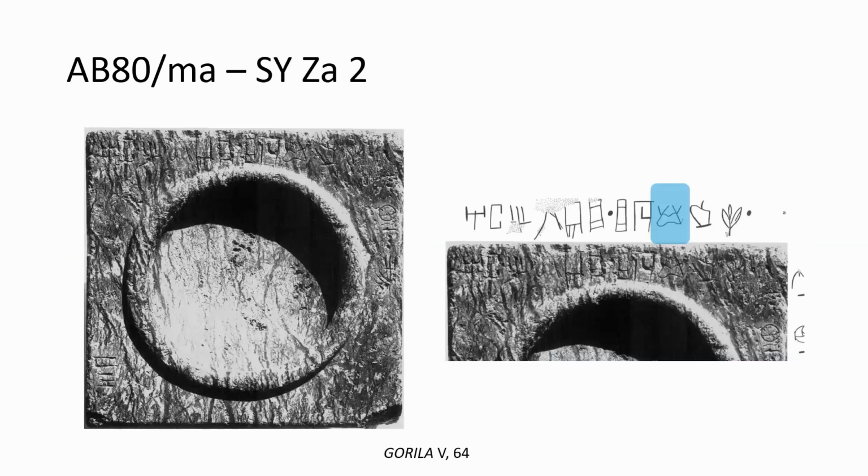From Syme, we have this libation table with an inscription running along 3 of 4 sides around a central basin. So this is what I mean when I'm talking about a libation table. This central basin would presumably have been used to hold liquids, I suppose, maybe other things, organic material, maybe food offerings, that kind of thing.